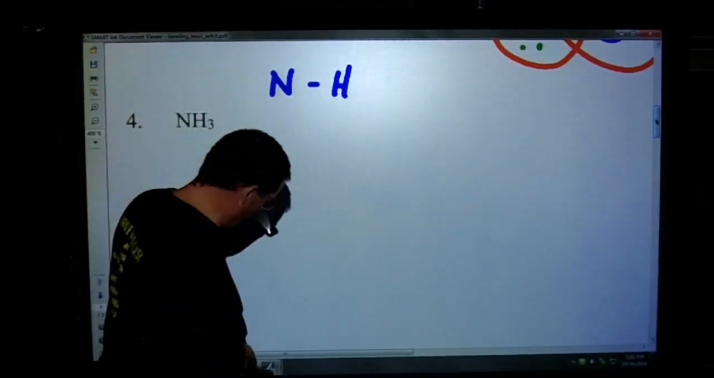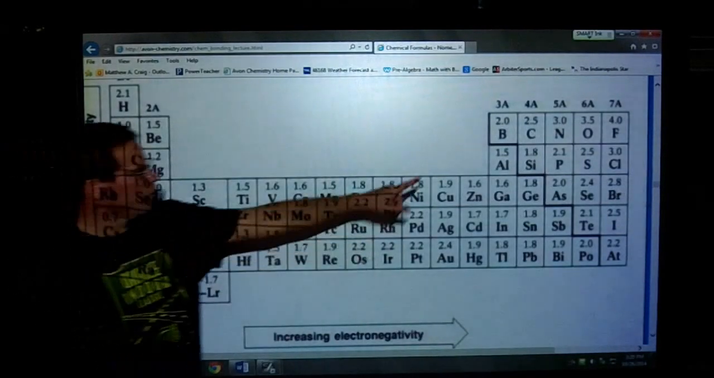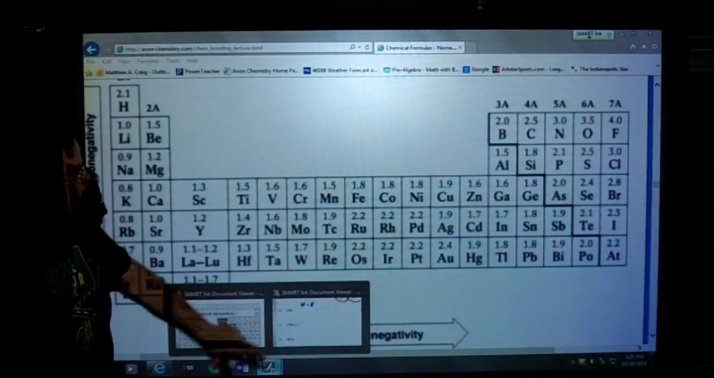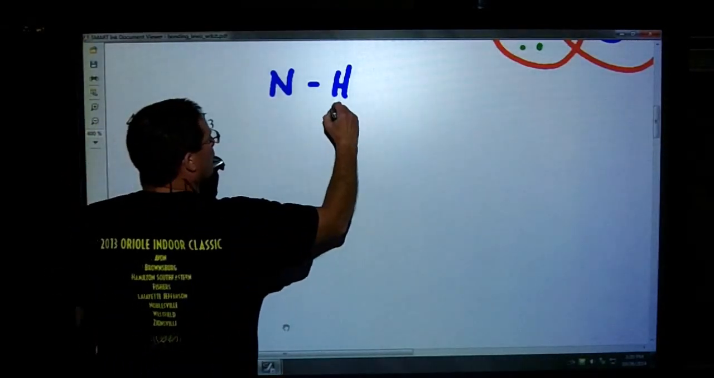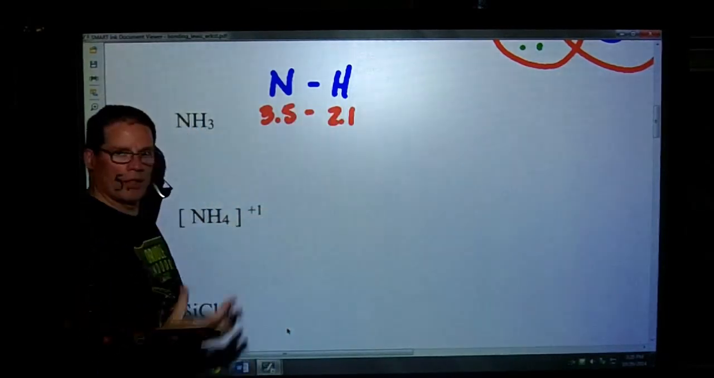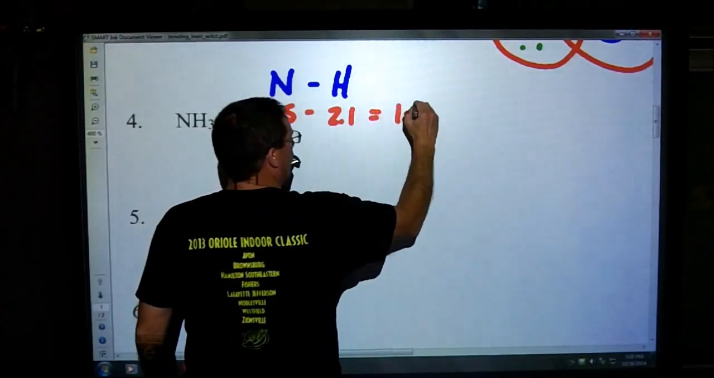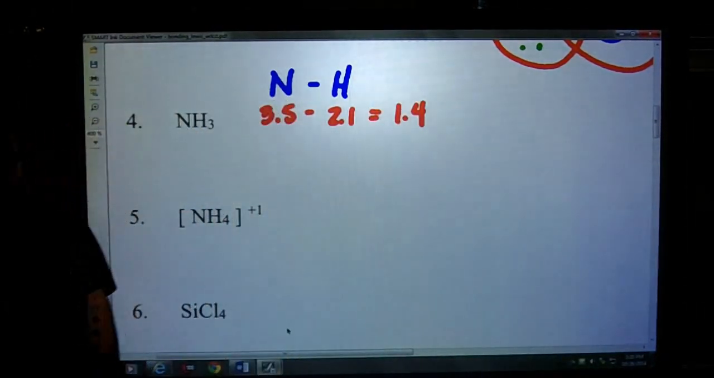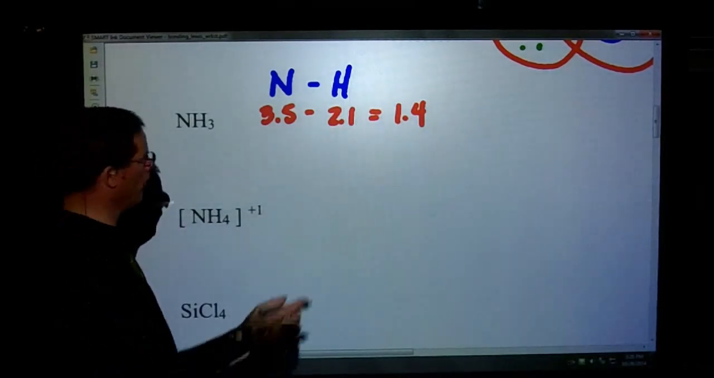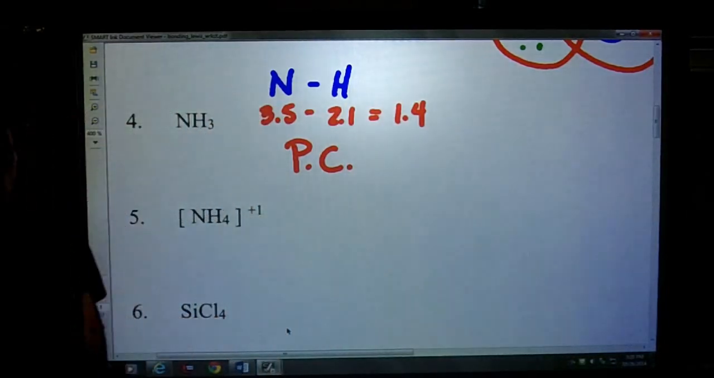So again, go and find these electronegative values. Whoops, we want this one. So nitrogen has a value of 3.0, hydrogen 2.1. So we want to make sure we assign that value. So we have 2.1, 3.0, and again, if you take the difference and it's negative, just drop the negative. So in this case here, we have a difference of 1.4. So what type of bonding do we have between the nitrogen and hydrogen? Polar covalent. Very good. So we have sharing, but we have unequal sharing.